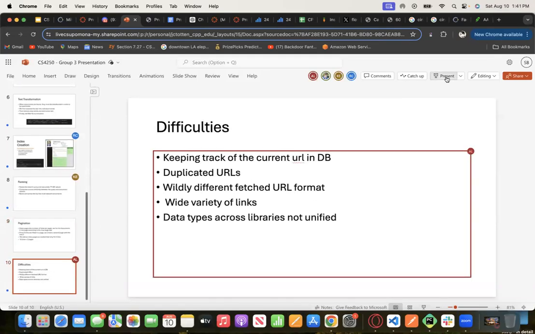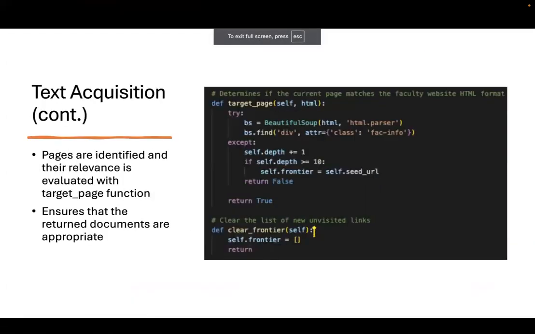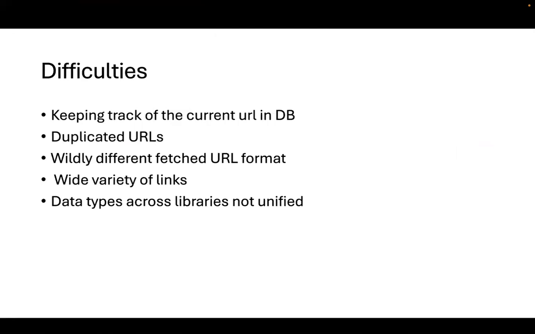The difficulties that we faced: first, keeping track of the current URL in the DB, because if we strictly follow the pseudocode, it's really easy to get the URL lost. So we lost the reference of the page with the content. What we did was concatenate the URL at the very beginning of each HTML, so we can go back to it if we want.